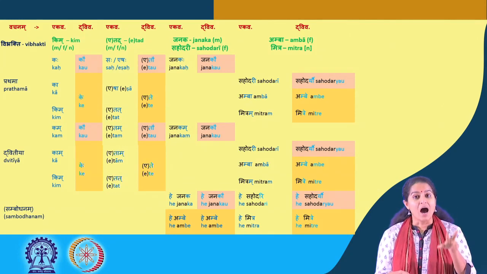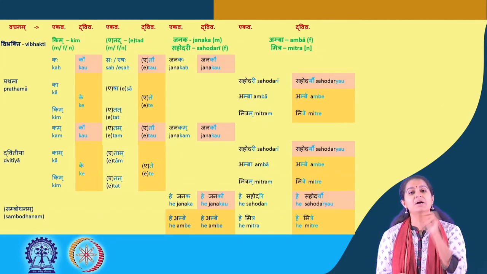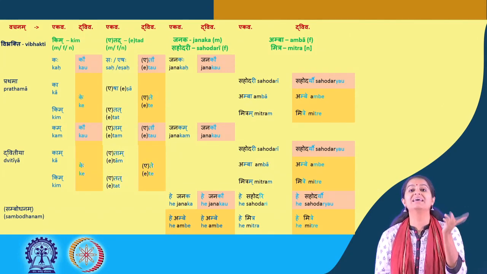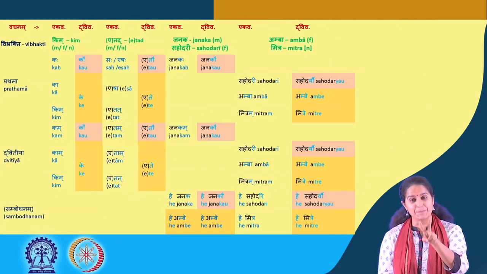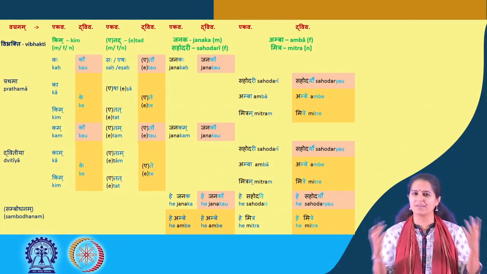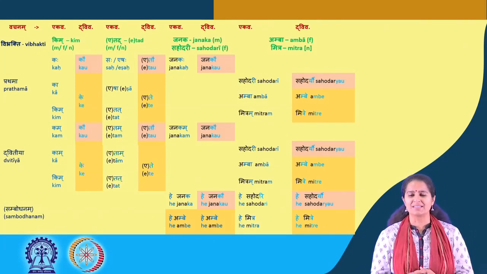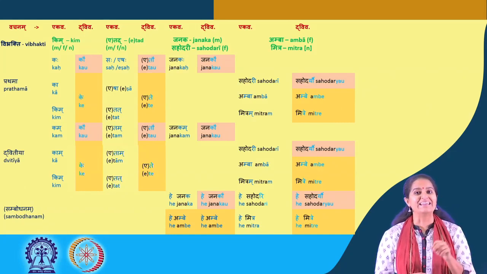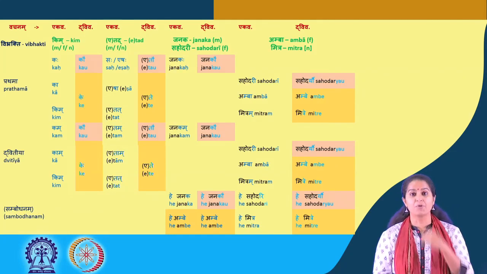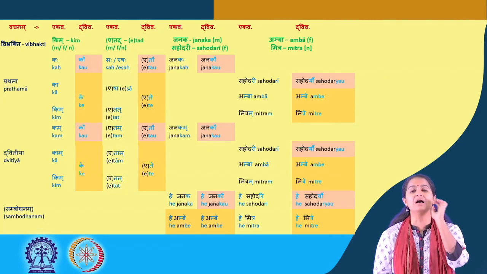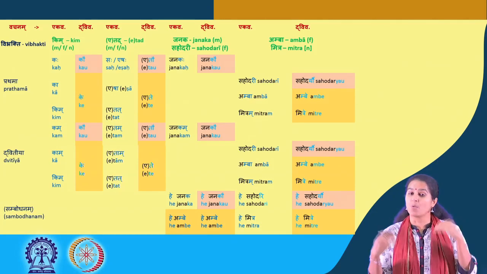What about the akara feminine? So, tam ambam pashyami becomes te ambe pashyami. I'll give you another word in the akara feminine. So if I see tam gaikam pashyami or vadami, tam gaikam vadami will become te gaike vadami. Uttamam. What about the neuter?